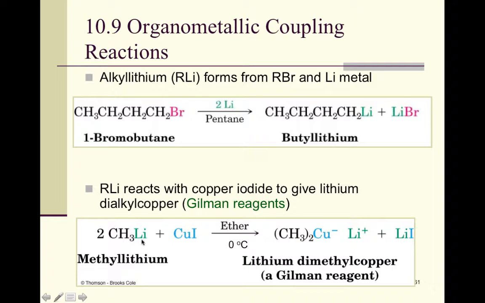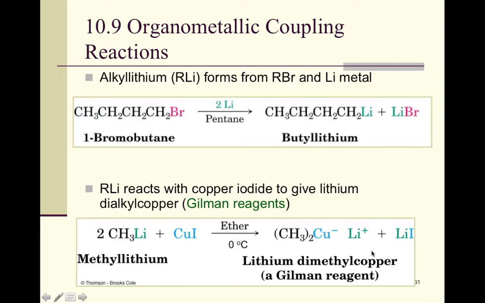Let's see what happens. In this case, note that we have 2 moles of our alkyl lithium compound, copper iodide in ether and 0 degrees Celsius. And what's going to happen is our copper is going to grab both of those R groups. That's why we had to have 2 here. We'll have a copper minus hanging out ionically with the lithium plus, and also a minor secondary product of lithium iodide.